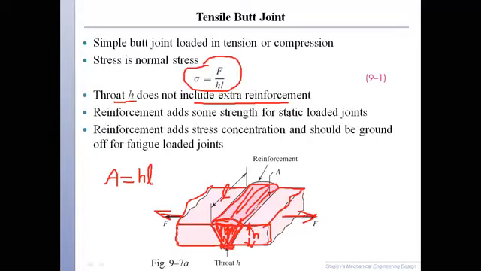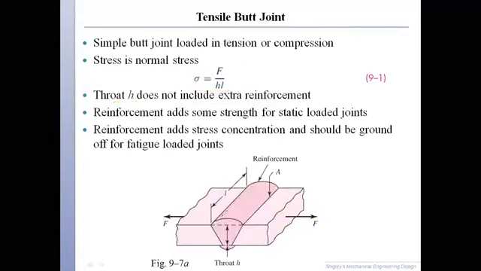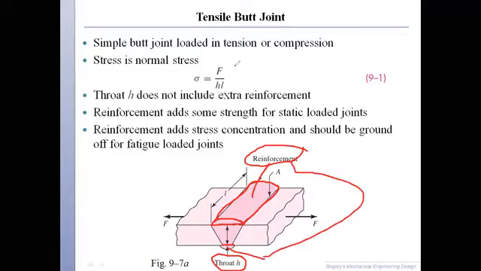See here, this is the minimum throat H, but it does not include this extra welding on top of it, it does not include this extra weld in here or the extra material in here. This is known as reinforcement. This is on this side as well as on this side. We are not including this in the calculation of stress, because yes, it does add extra strength to the weldment in static loading conditions.